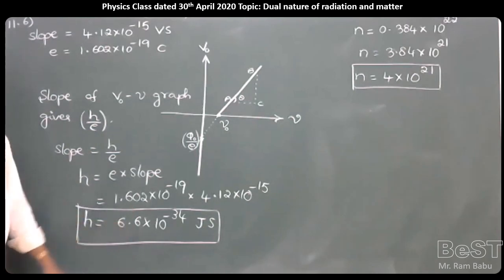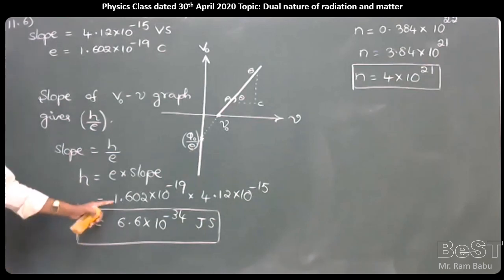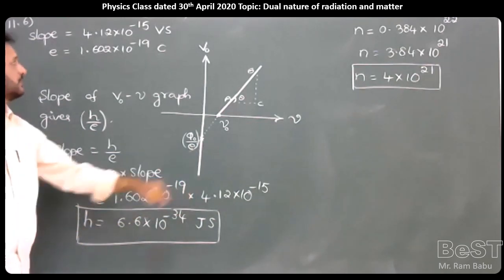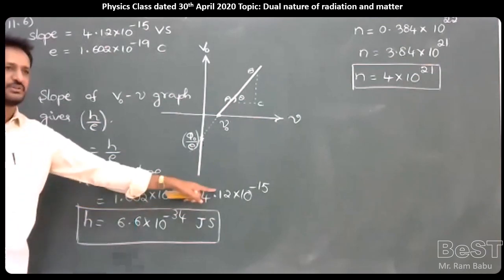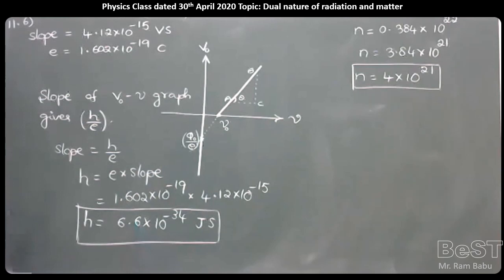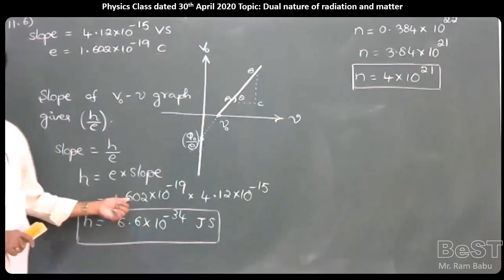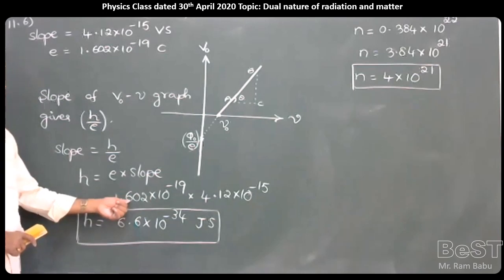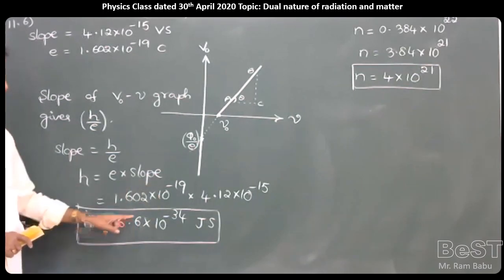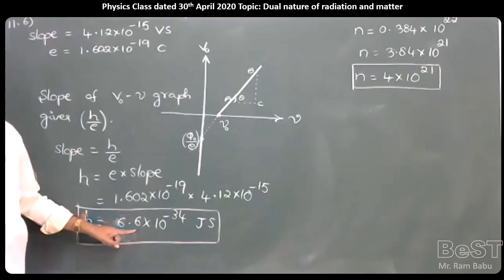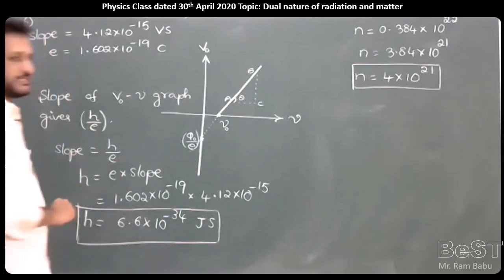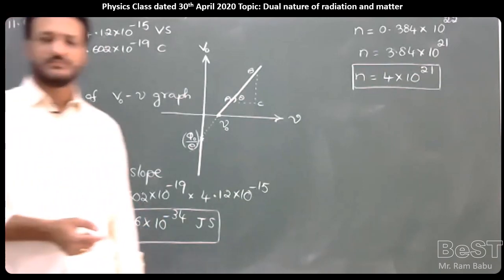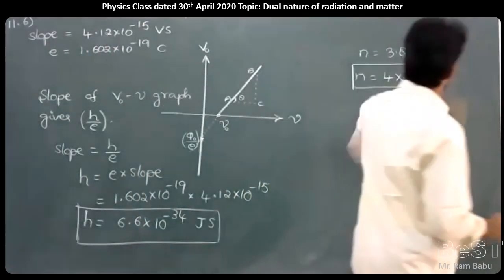6.6 into 10 power minus 34. So multiply this value, 1.602 into 4.12. If you take only 1.6 into 4.12, we will get 6.59, I think. If you take the charge of the electron as only 1.6 into 10 power minus 19, we will get 6.59, and if you round off, this value becomes 6.6 into 10 power minus 34 joule second. That is the 11.6th problem. Now we'll go to the 7th problem, and again note down the problem. We'll display it on the screen.